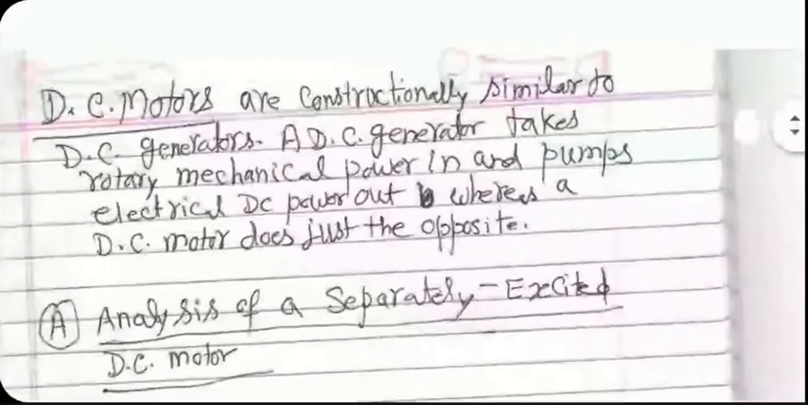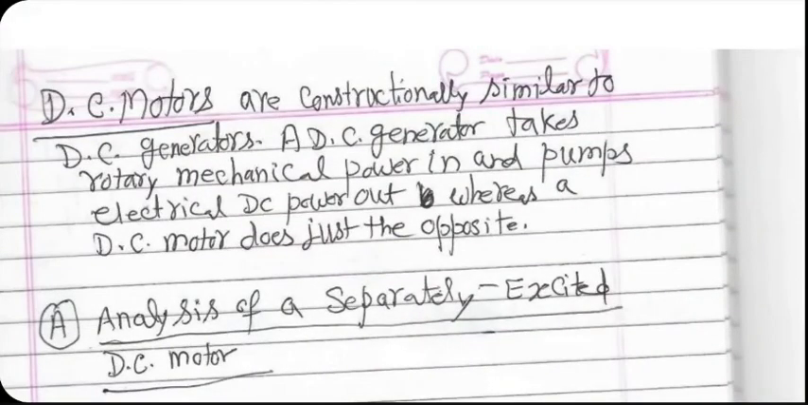DC motors are constructionally similar to DC generators. That's obvious. Only thing is now input is DC electrical power and output is rotary mechanical power. Everything is reversed in operation compared to generators. A DC generator takes rotary mechanical power in and pumps electrical DC power out, whereas a DC motor does just the opposite. Simple enough, right? The construction is virtually identical to what you saw for DC generators.